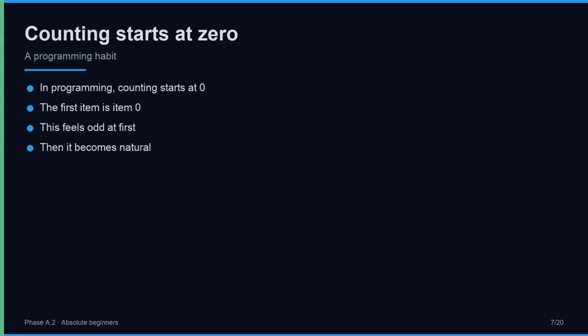Here is something that surprises newcomers. In programming, we usually start counting at 0, not 1. The first item in a list is item 0. The first second of a timer is second 0. It feels odd for about a week, and then it becomes completely natural. 0 is an int, and it is the natural starting point for counting in code. You do not have to love it today. Just know it is coming, and that 0 is a real, useful int, not a gap. Odd for a week, then natural.